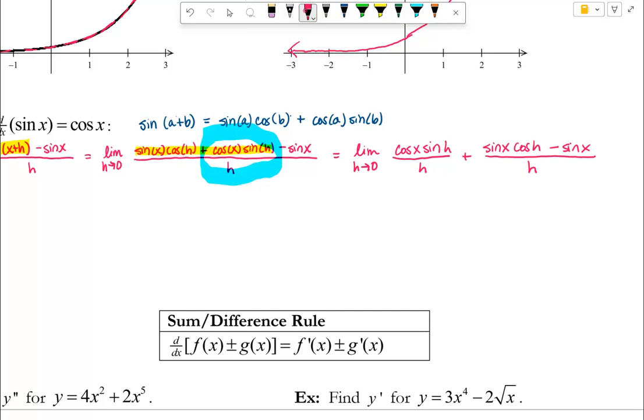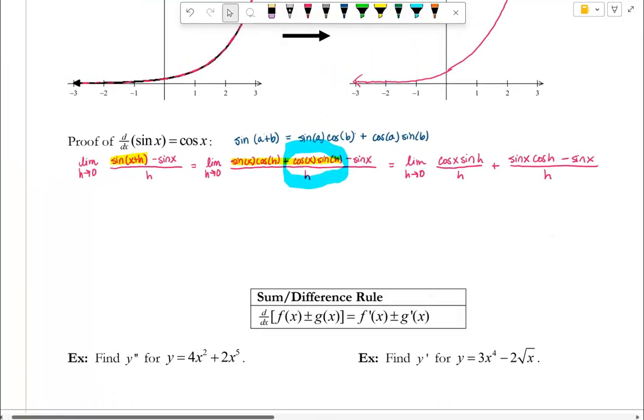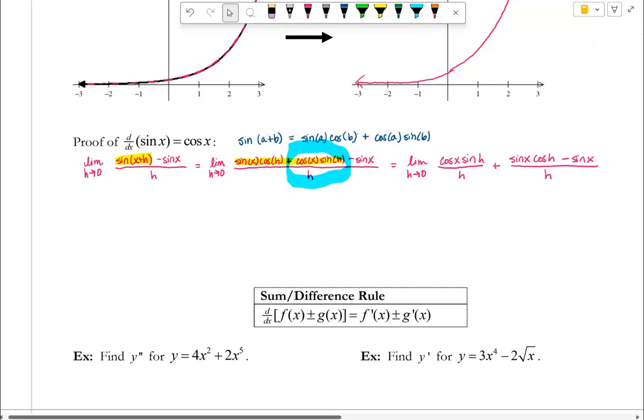All right, and now we could rewrite this again. I could think of this as the limit as h approaches 0 of, so in my first term over here, I'm going to peel off the cosine of x piece. And I'm going to think of this as the cosine of x times the sine of h over h. Sorry, I know my n's and h's kind of look the same. And then separately, I'm going to add to that.